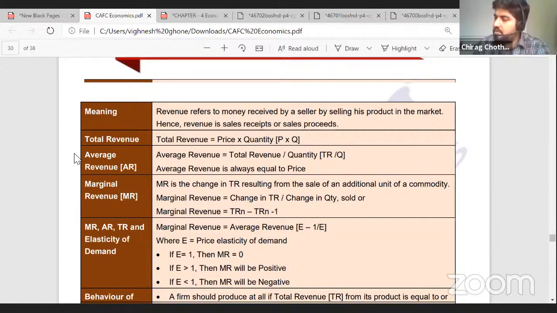Okay. See, we have understood what is revenue. It is nothing but the money that is received by a seller by selling his or her product in the market. Revenue is nothing but the sales receipts or the sales proceeds.